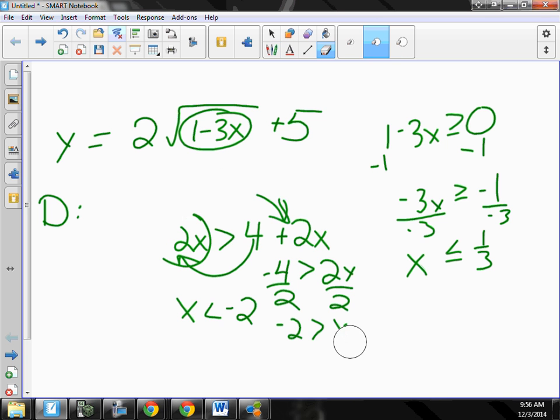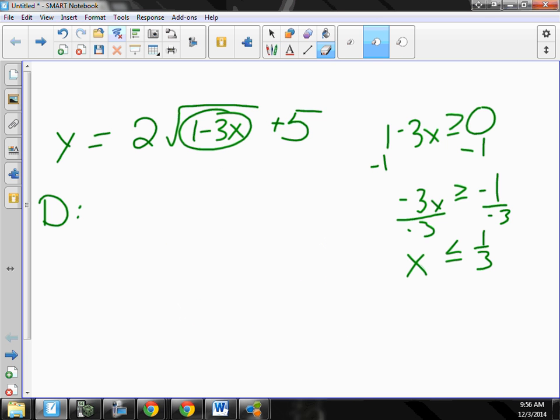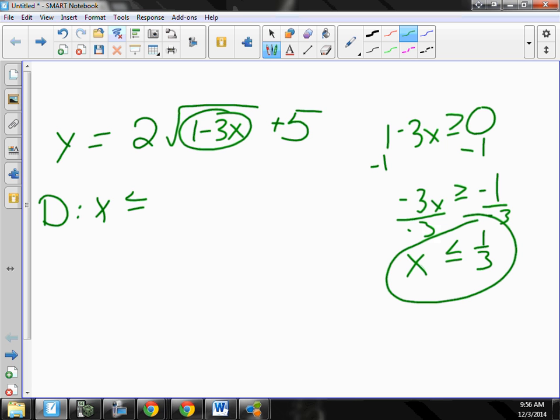So if you look at this, this is my restrictive domain. So could you use negative numbers here? Well, negative 6 is less than or equal to 1/3. So let's see. 1 minus 3 times negative 6. That would be 1 plus 18, which is 19. So in this case, negative numbers are allowed because they create positive numbers in the root. Okay? So that's my domain. X is less than or equal to 1/3.